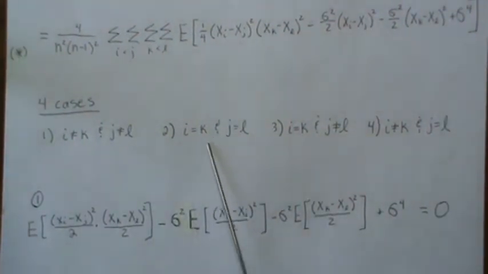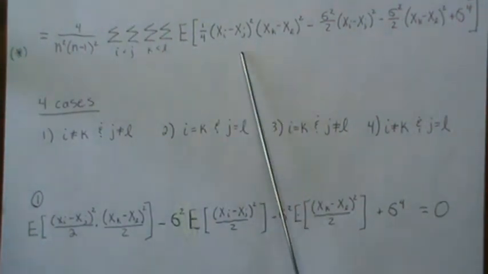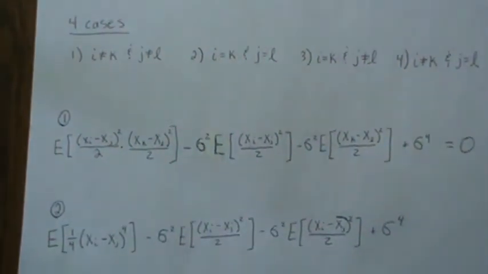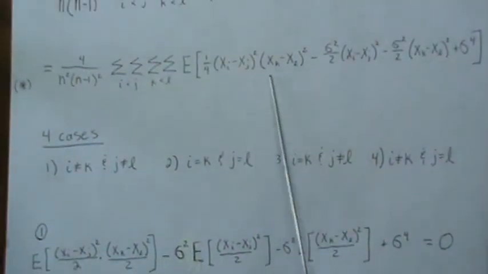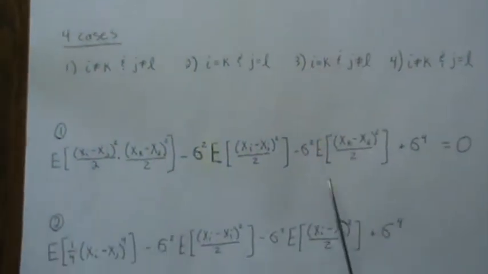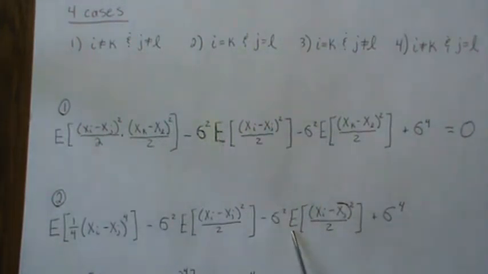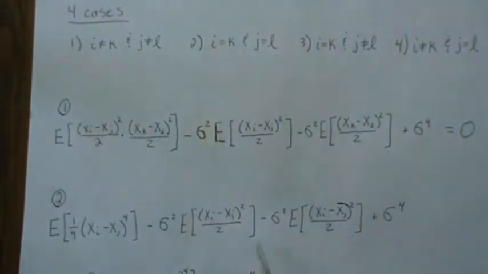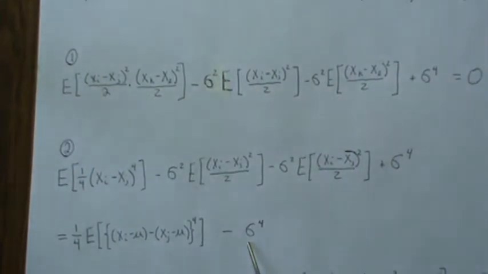Okay, so now let's look at the second case where I and K are the same and J and L are the same. So that's this case. And then that first part here is just, since they're the same, we can raise it to the fourth power. And then these will be just the same. So this whole thing is sigma to the fourth, which cancels with that. And then this is sigma to the fourth, so we get this.